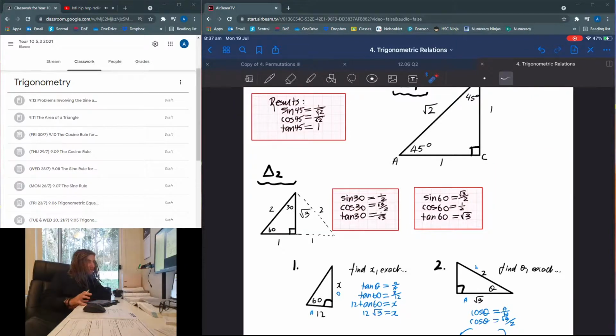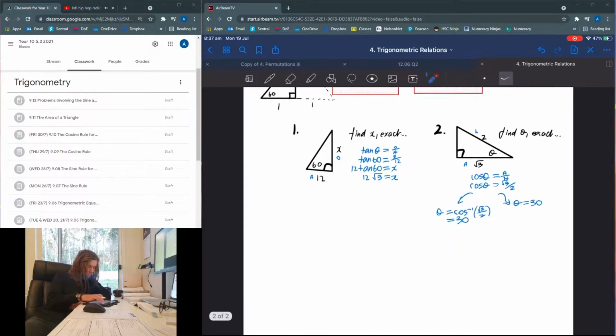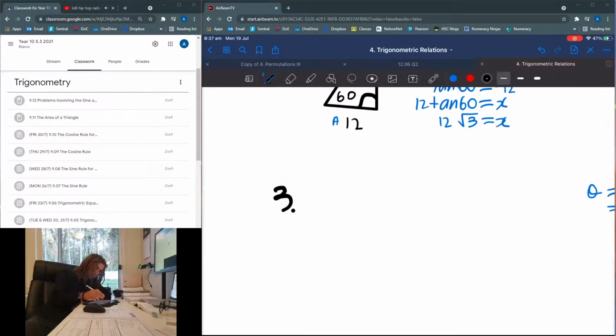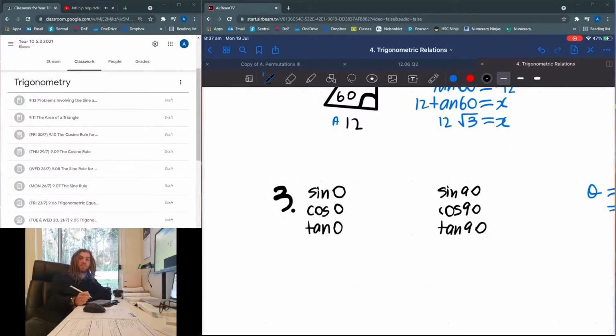Oh, there's one we haven't really looked at. I want you to think about these. I'm not going to do these. What's sine 0? What's cos 0? What's tan 0? And the complement of those, being what's sine 90, what's cos 90, and what's tan 90. I want you to think about those. If you're going to make your own table, which I reckon you should, identify what you think they might be.